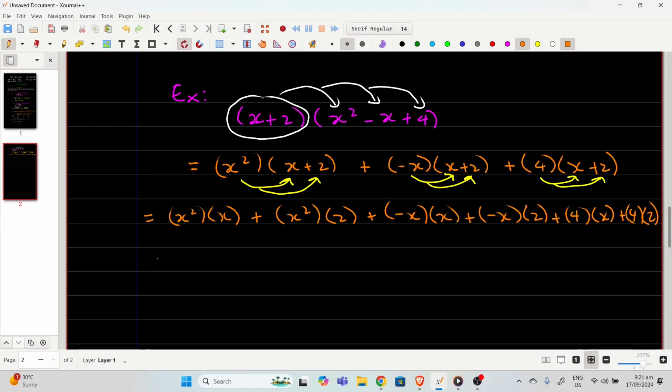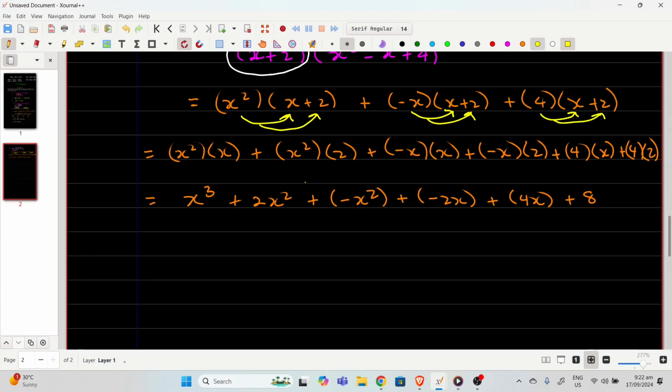All right, simplify and solve each of these, and we get x to the third power because we have 2x's over here and 1x here. So that means when we multiply them, we add the powers up. So 2 and 1 is 3. Then we have 2x squared. Negative and a negative is going to give me another negative, so negative x squared. Then we have negative 2x, and then we have 4x. Then we have 8.